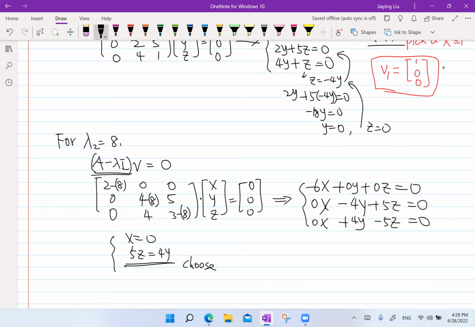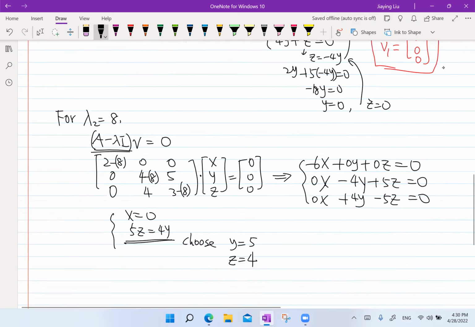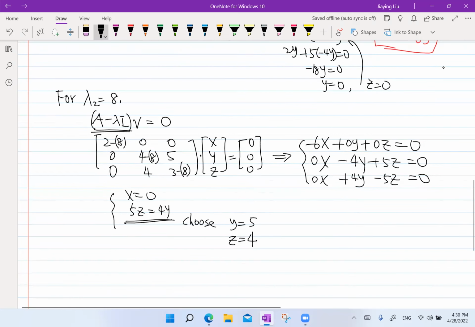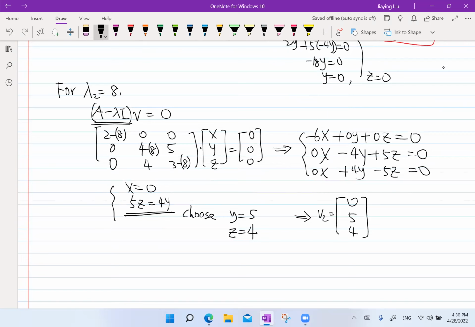So in this case, I'm going to choose y equals 5. If I choose y equals 5 and solve for z, then z will be 4, and x equals 0. So we have a vector v2, which is going to be (0, 5, 4). I could pick y equals 1, and then z would be 4 over 5, but I don't like fractions there. So that's what I did. I avoid fractions.